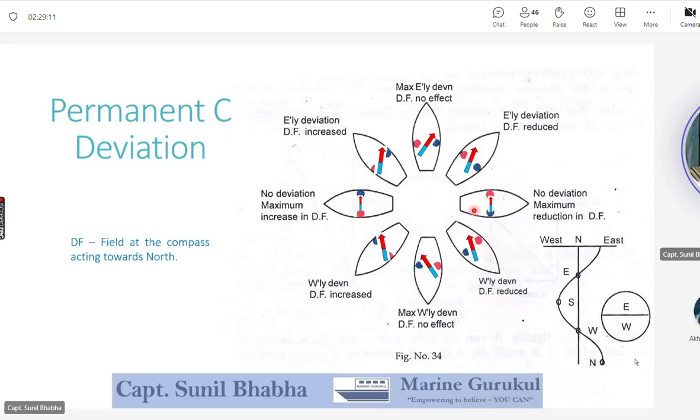Now we can also appreciate the result of these magnetic fields, or the magnetism of the ship, on the directive force. So any doubts up to here, beta, before we proceed ahead?